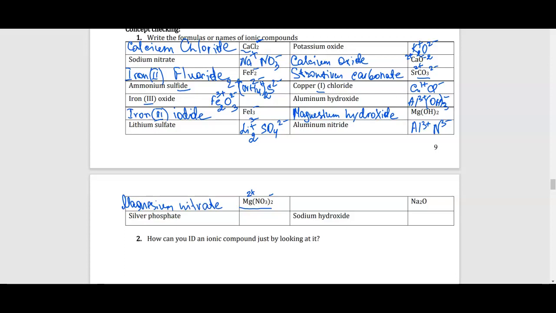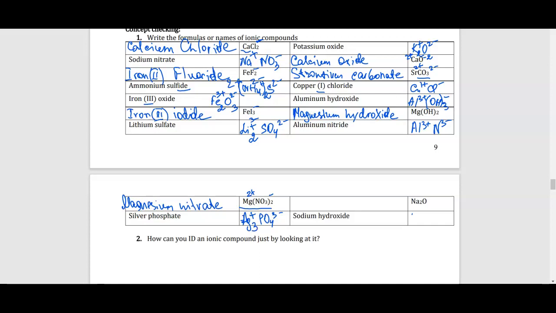Okay, silver phosphate. Silver, Ag, its charge is always plus, only one positive. Phosphate, PO4, and its charge is 3 negative. So for one positive we have 3 negative. That means that we need to add a 3 subscript here.